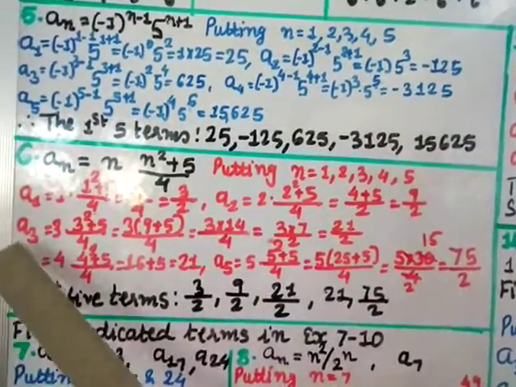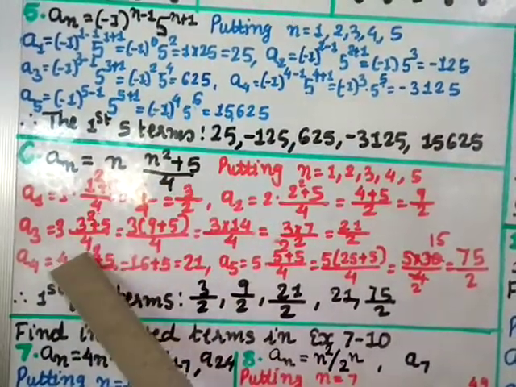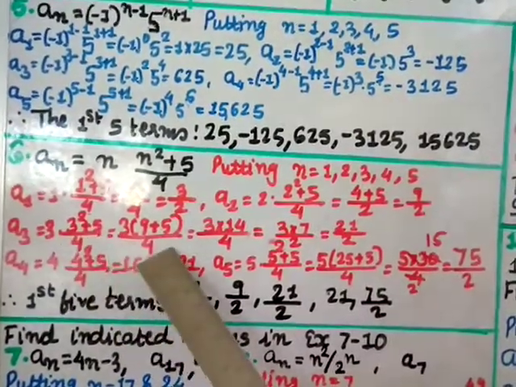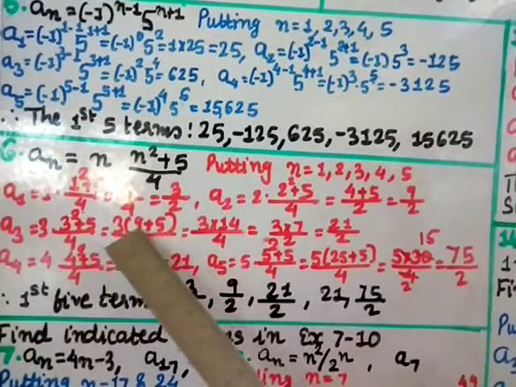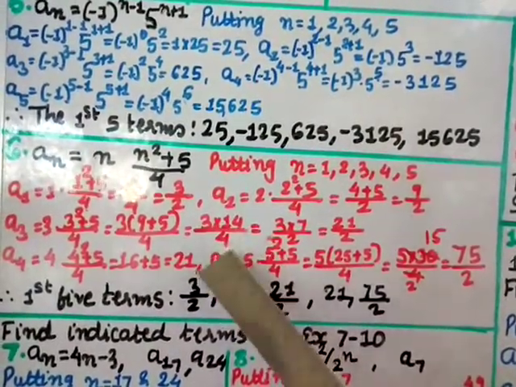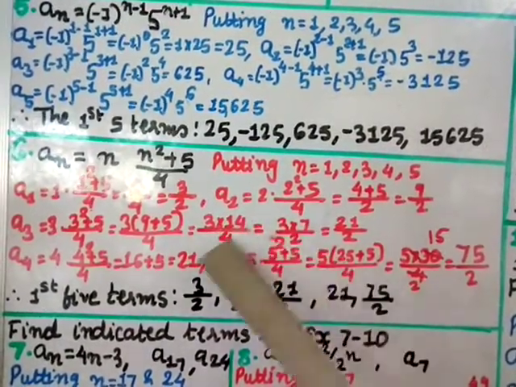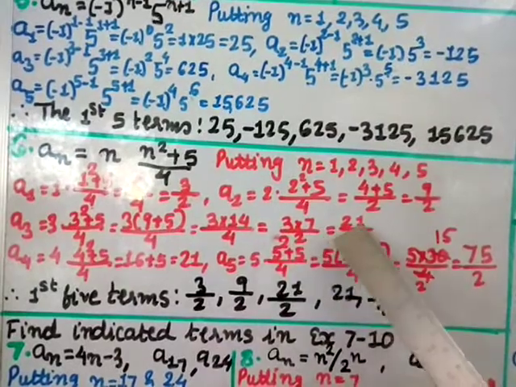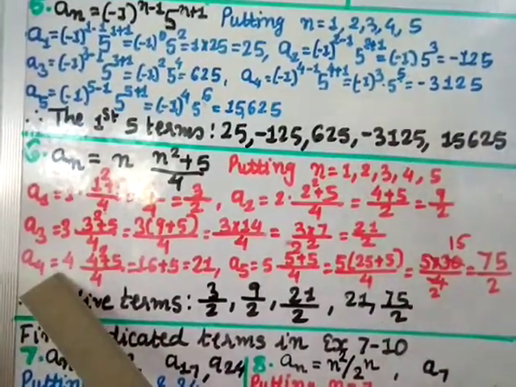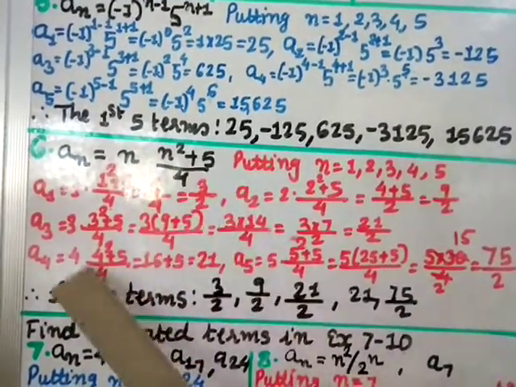Put n equal to 3. So a3 equal to 3 into (3 square plus 5) divided by 4, equal to 3 as it is into 3 square is 9 plus 5, by 4, equal to 3 into 14 by 4. This I can cut, 14 by 4. So I can cut by 2. So you get here 3 into 7. If you cut by 2, here 7 and here 2. 3 into 7 is 21. Divided by the 2 as it is. Now put n equal to 4. Equal to 4 into (4 square plus 5) divided by this 4. This 4 and this 4 cut.